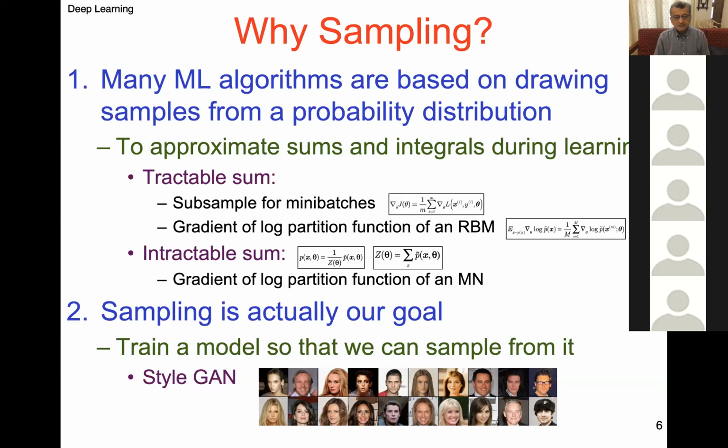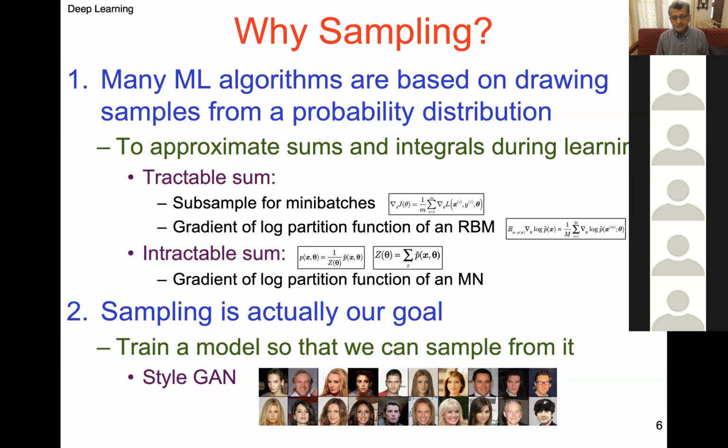An intractable sum is of the kind like in a Gibbs distribution. We have to calculate the partition function Z of theta, and that quantity is summed over all possible values of all the variables x, and that is an exponential quantity. You have to go through all possible values. Even if it is binary valued, it's still of the order of 2 to the power of the number of variables you have. So it could be an intractable sum, and it's not possible to sum over all the possible values, so we want an approximation.